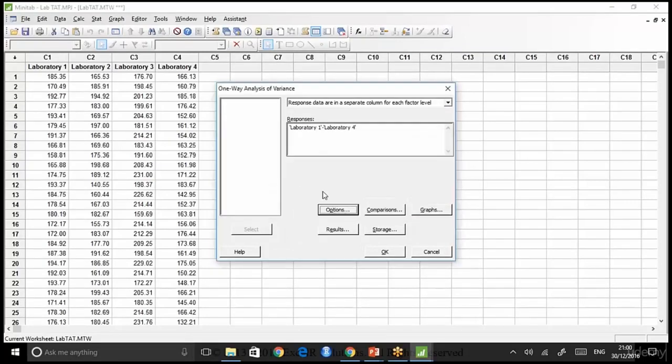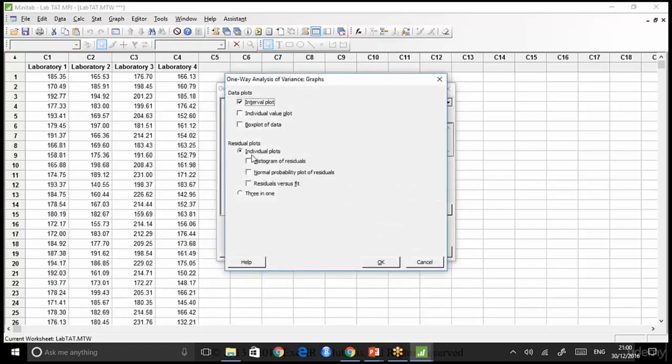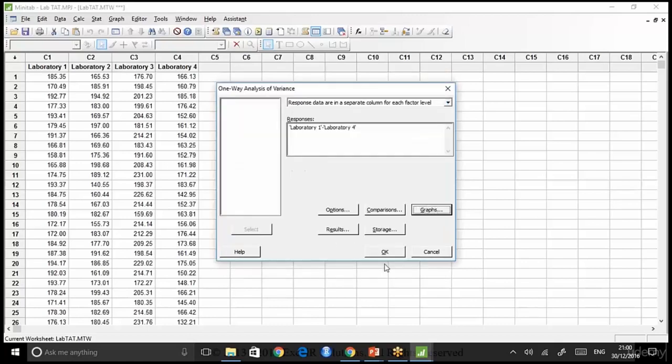Here there are a few options that we need to select. I'll go to options. That's fine. I'll go to graphs. I want to select all the graphs. I want the individual value plot, box plot of the data. All right, and I'll click on OK.